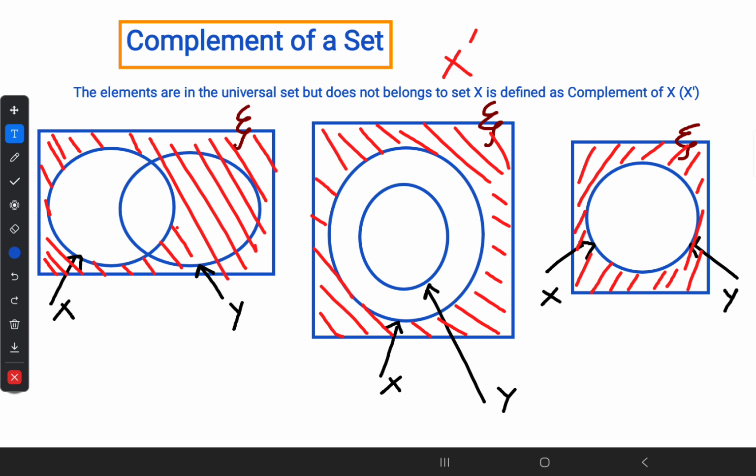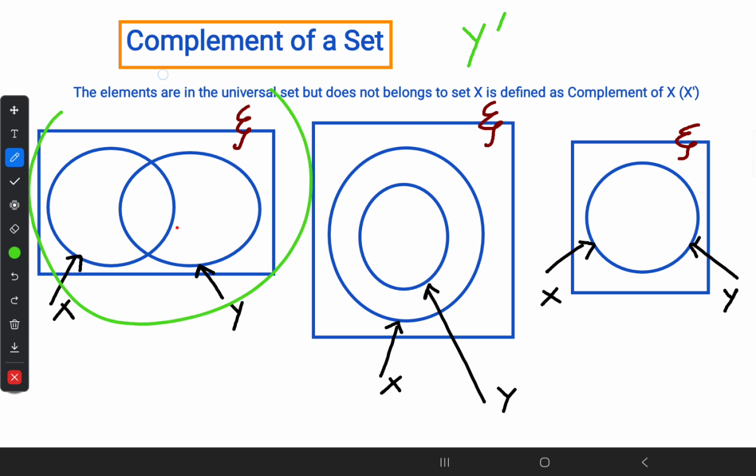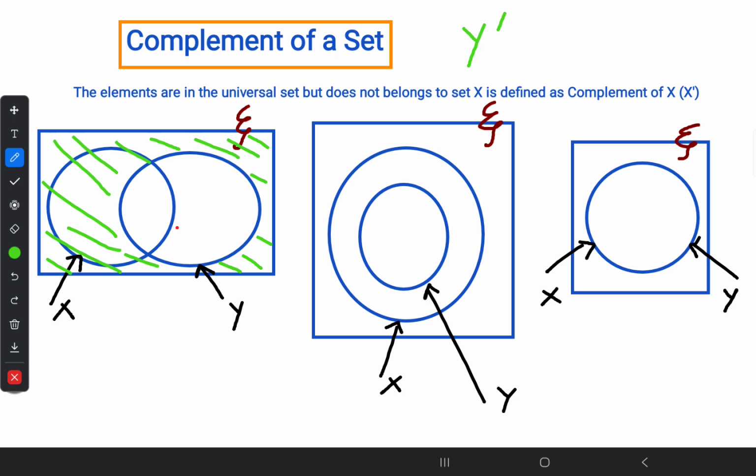When we consider Y, the same thing: the elements which are included inside the universal set but do not belong to set Y. In the first diagram, same as X complement, the Y complement would be the elements belonging to the universal set but not to the considered set, that means Y. So outside of Y you have to color. Carefully color. While coloring and shading, don't exceed the limit. This would be the solution.